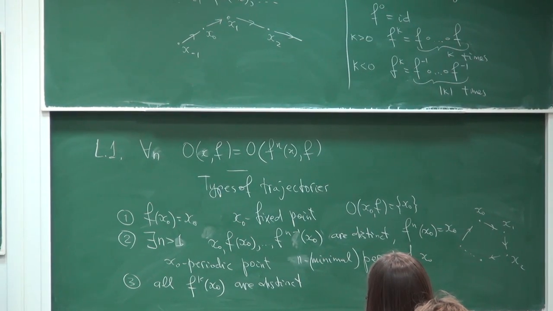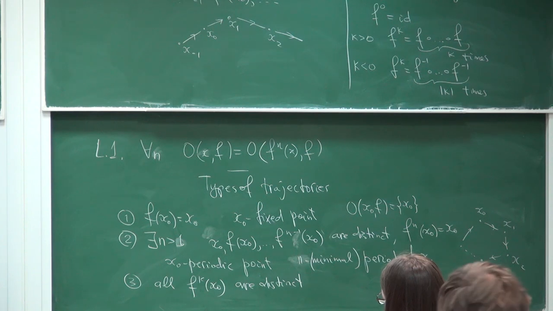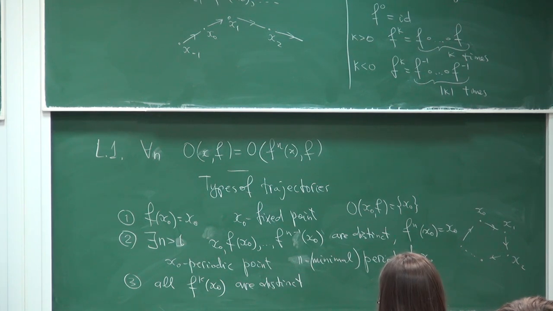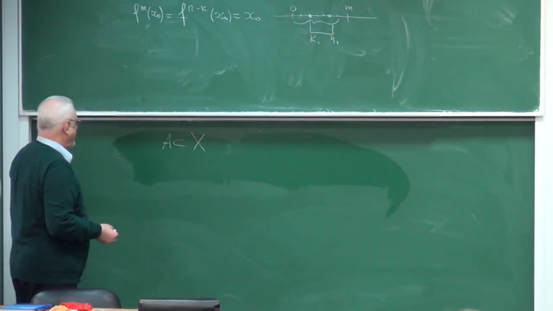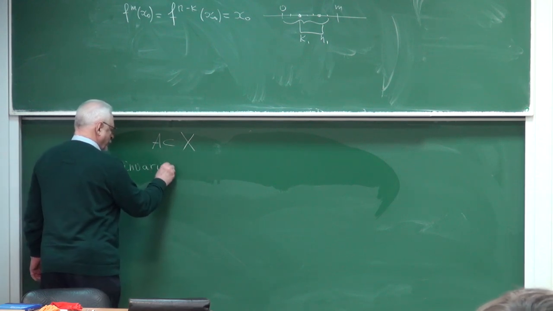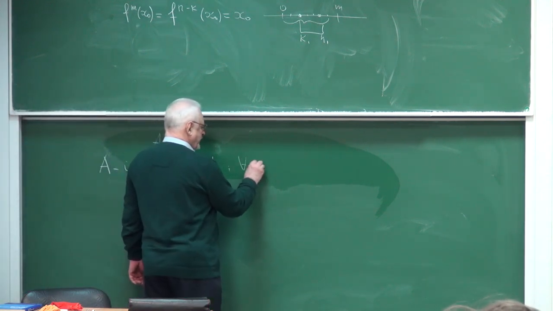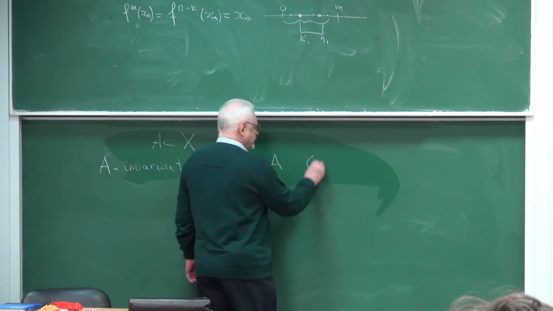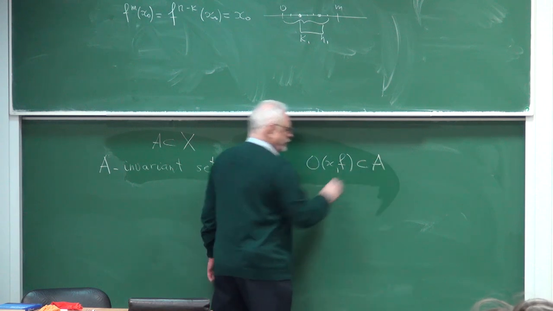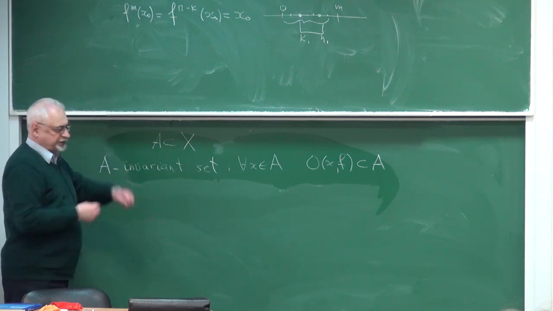Well, now we come to the second basic object. Consider a subset A of X, and A is called an invariant set of my dynamical system if for any x in A, its trajectory belongs to A. So if I start at any point of A, my trajectory remains.